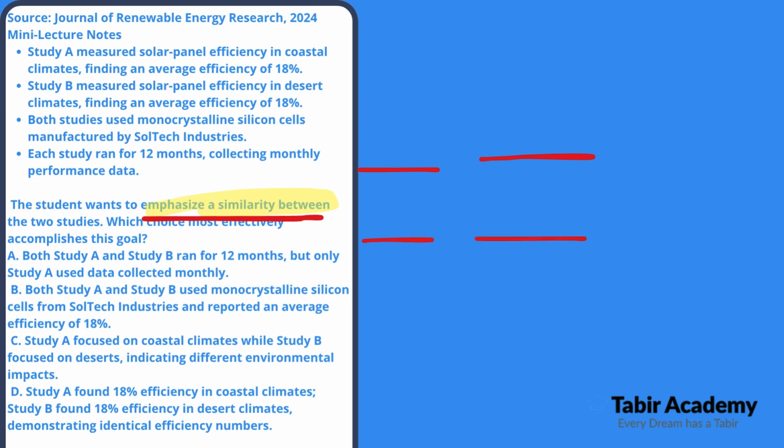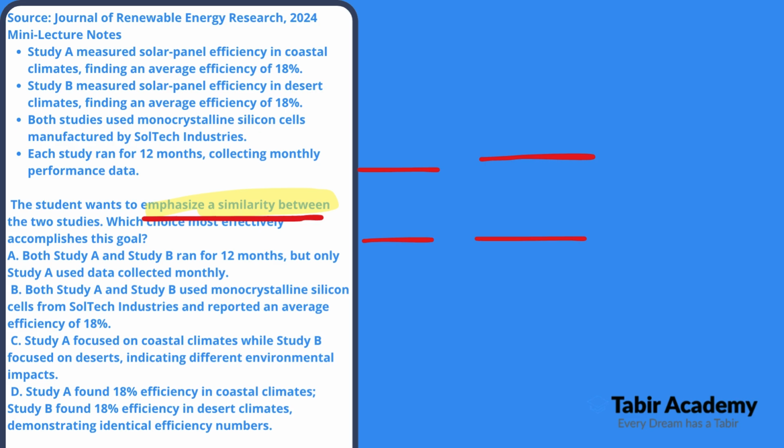Then we have to harvest our evidence, which is to highlight the notes that showed sameness. So the note about 18% efficiency and both using monocrystalline silicon cells are the similarities. Then we have to make our answer. Eliminate any choices not stating a similarity.